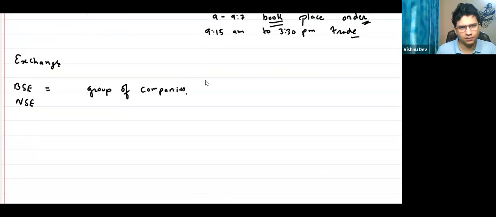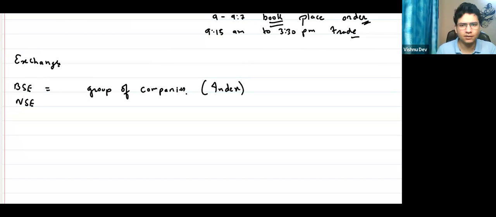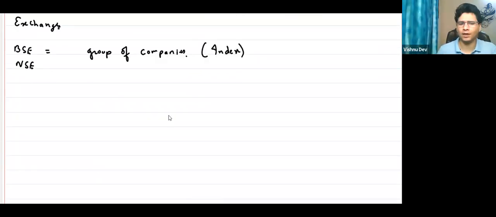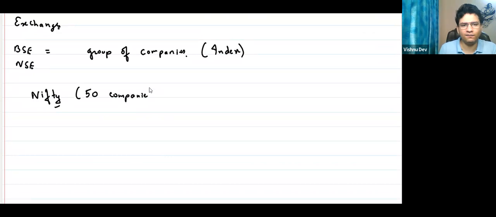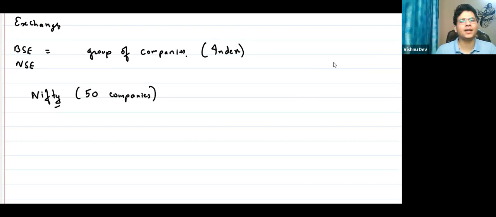And these groups of companies are called an index. Just learn it like a layman: it's just a group of companies, and it is called an index. Now, when you talk about the different indexes, the most common is Nifty. Nifty is an index of NSE, and in Nifty we have 50 companies.